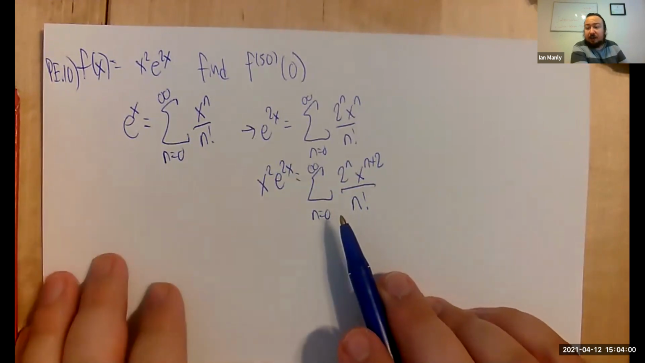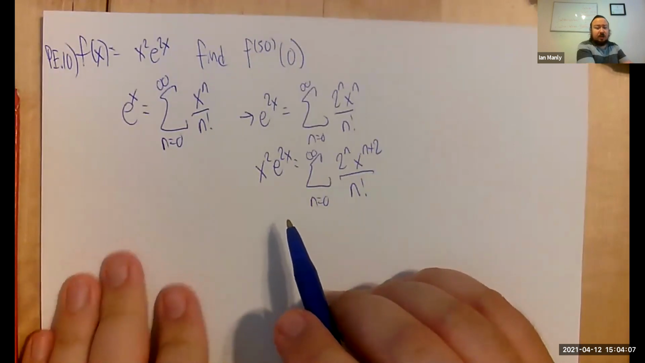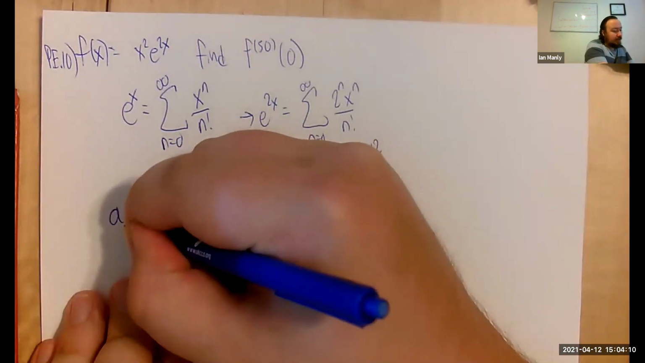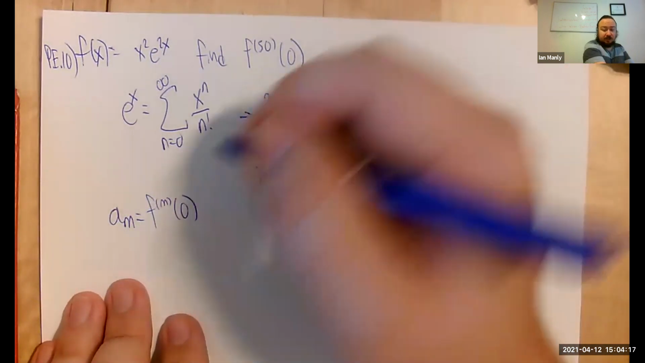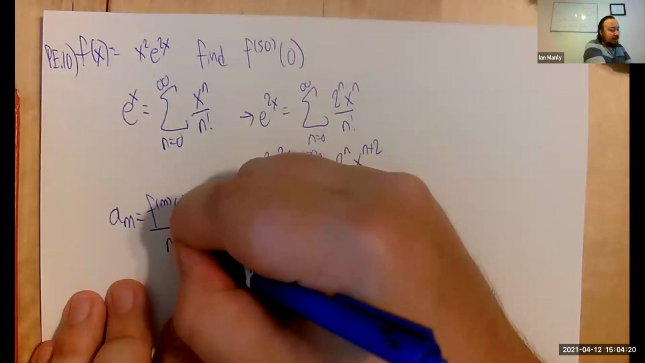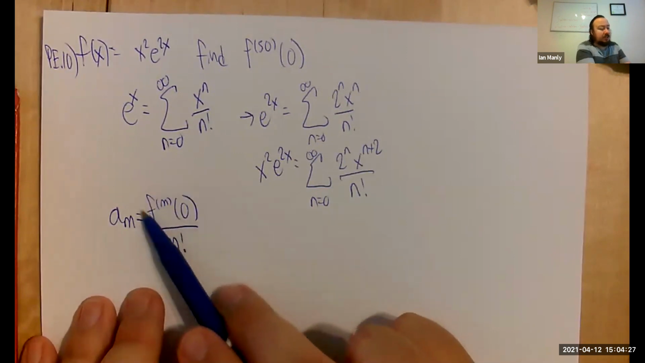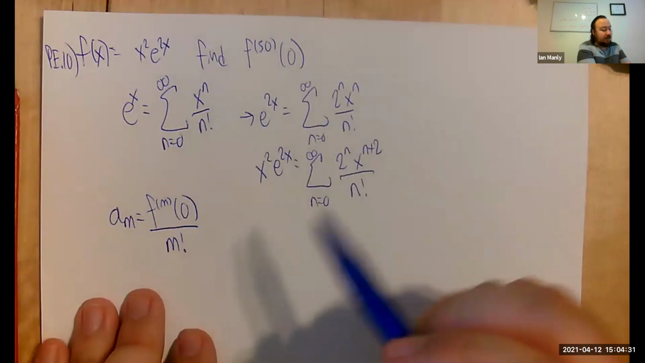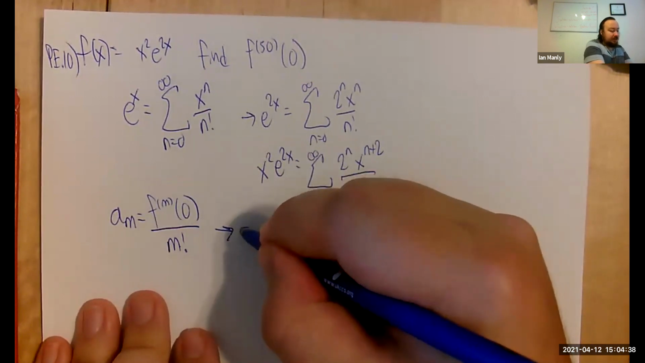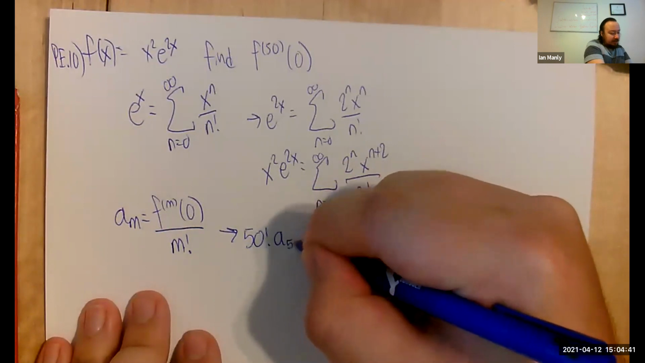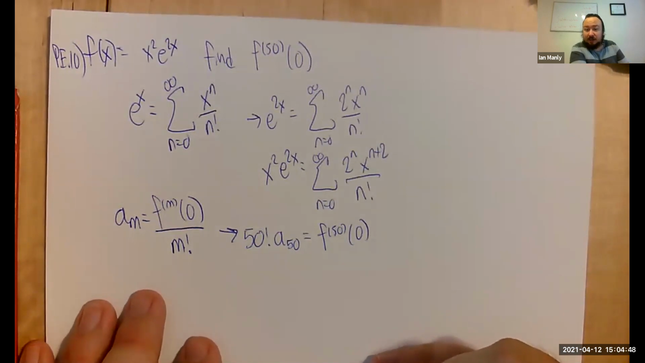So now we actually have our series here. Our goal is to get the 50th derivative. So remember our formula for our Taylor coefficients. We have a sub m is the mth derivative at zero, or whatever the center is for other functions, divided by m factorial. Our goal is to get this with m equals 50. So we plug 50 in for all of these, and then we multiply up by this factorial. We're going to have 50 factorial times a sub 50 is our 50th derivative at zero.